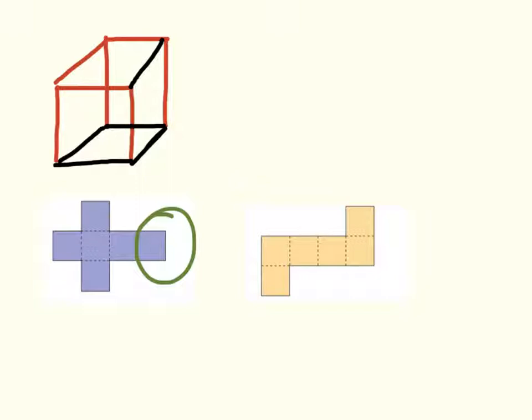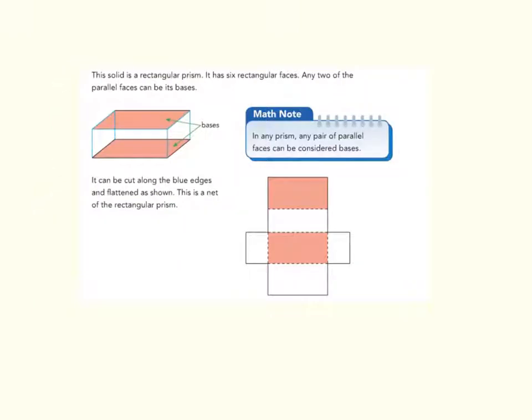Before we move on, remember this vocabulary term. A net is a plane figure that can be folded to make a solid. Okay? So as I'm using that term, remember that's what it means. Let's move on.